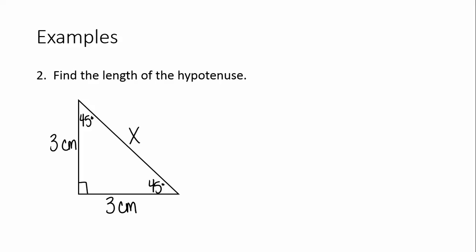Here we have another example. Now the legs are both 3 centimeters in length, and I want you to find the length of the hypotenuse. Well, again, remember that the hypotenuse is the square root of 2 times longer than the legs. So if the legs are 3, then the hypotenuse is 3 times the square root of 2, or just 3 square root 2. And again, we need units, centimeters. So you're basically just taking whatever the length of the leg is, and you're multiplying it by the square root of 2.